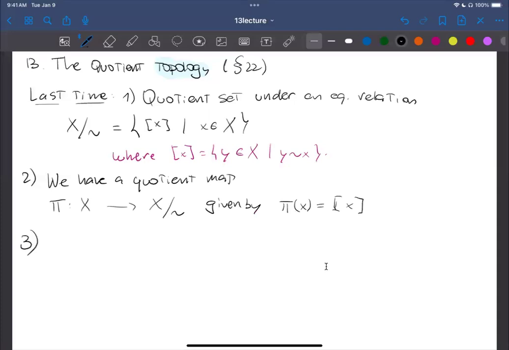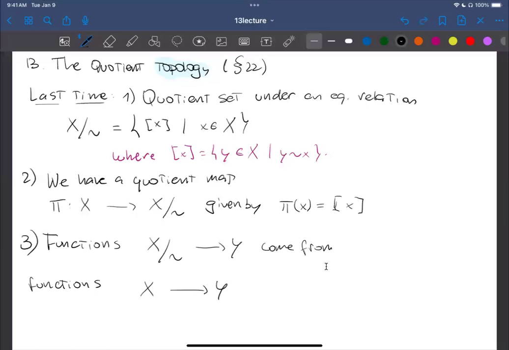And then three, this was our very important theorem. If you want to define functions out of the quotient space into any set, they come from functions out of X to Y, which descend to the quotient, so which are constant on equivalence classes.